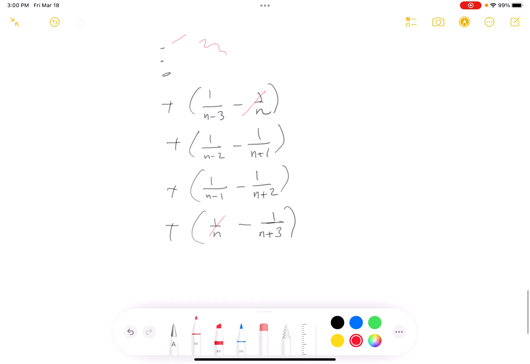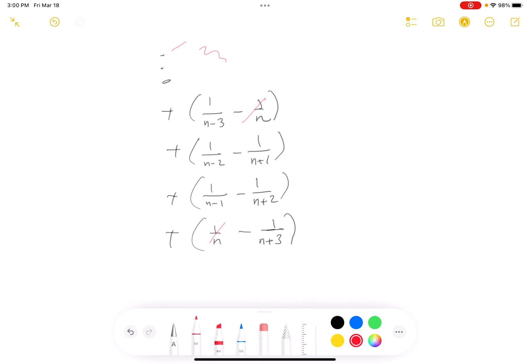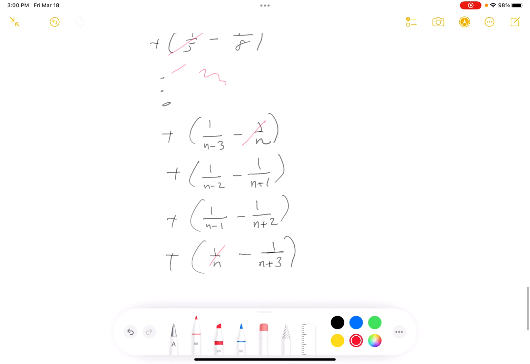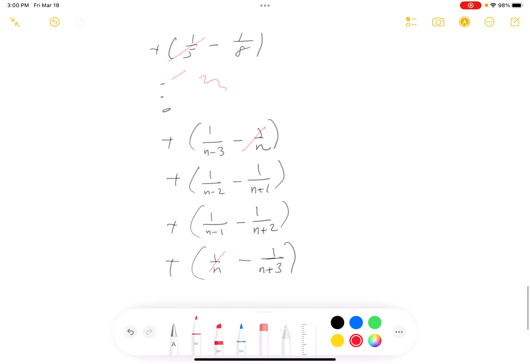Now, I want to point out, there's other things that are going to cancel off, right? And someone says, I wonder what they're going to be. Well, if you have to write a few things in, you write them in. Let's put this down. What comes over here? 1 over n minus 4 minus 1 over n minus 1. So I'm hoping you realize that you'd see a cancellation here too.